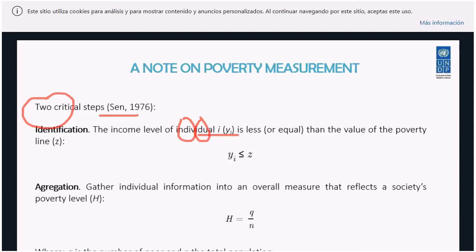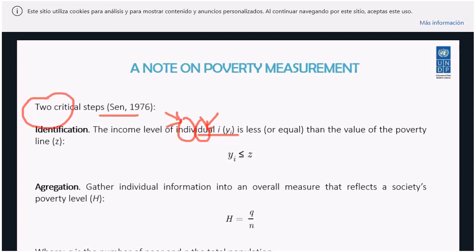So the identification is very simple. It's ridiculously simple, and I am sure you know about this. You are poor if you have less than the poverty line, and you are non-poor if you have more than the poverty line. But the discussion behind the why and the poverty line is very complex. In addition, there is another issue to deal with.